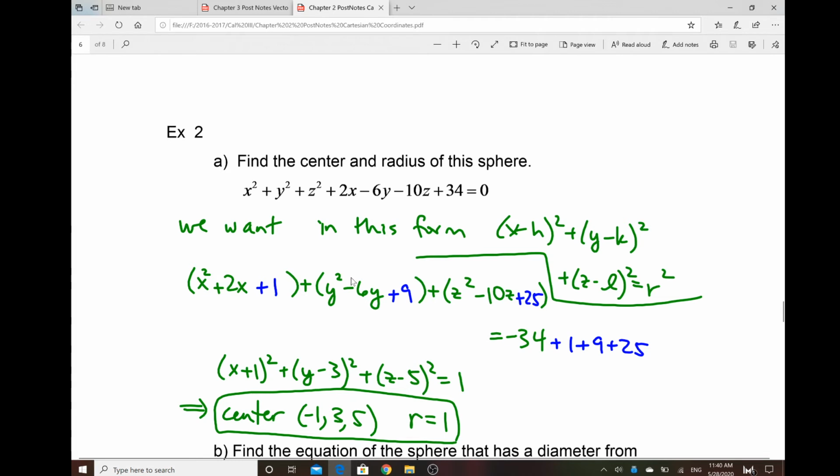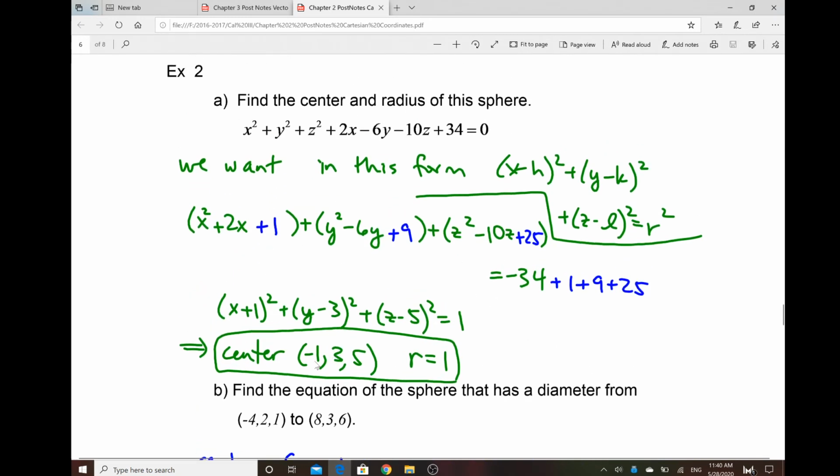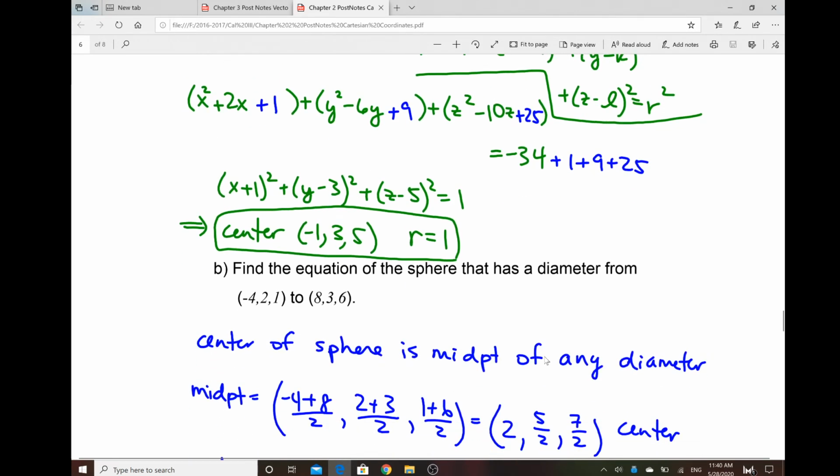Whatever number we add on the left-hand side, we want to do the same thing on the right-hand side. Once you combine it, we have the equation of a sphere. And then the center is right at negative 1, 3, 5, with the radius 1.